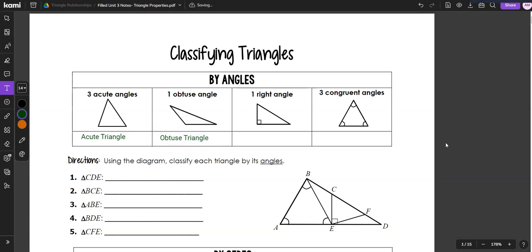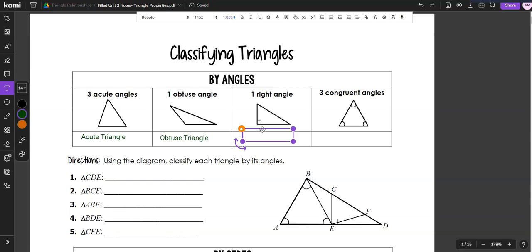Now, you can only have one obtuse angle in a triangle since the angles add up to 180. You can't have 2 obtuse angles, that would add up to more than 180, okay? Because the biggest angles that you can have, if you have 2 of them to match, would be 90. And you can't have 2 90-degree angles in a triangle either, okay? All right, so when we have a 90-degree angle or a right angle, we simply call that a right triangle.